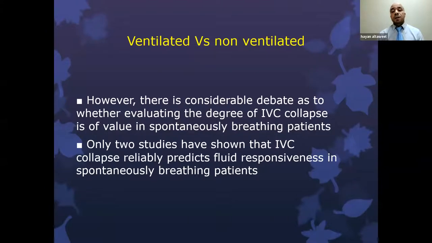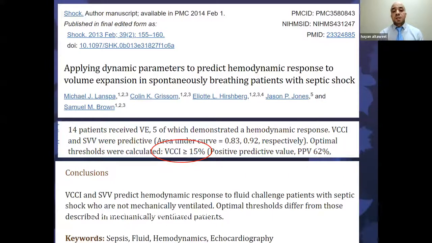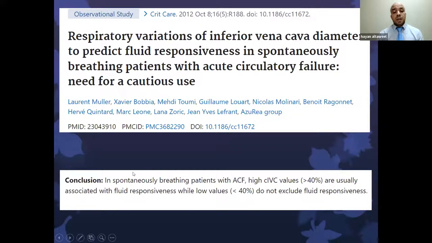However, there is considerable debate as to whether evaluating the degree of IVC collapse is of value in spontaneously breathing patients. I could review only two studies showing that IVC collapse reliably predicts fluid responsiveness in spontaneously breathing patients, and even the numbers from those two studies are very different. For example, here a vena cava collapsibility index of more than 15 predicts that the patient is fluid responsive, while another study done in 2012 showed that in spontaneously breathing patients with acute circulatory failure, high IVC collapsibility values of more than 40% are usually associated with fluid responsiveness, while low values less than 40% do not exclude fluid responsiveness.